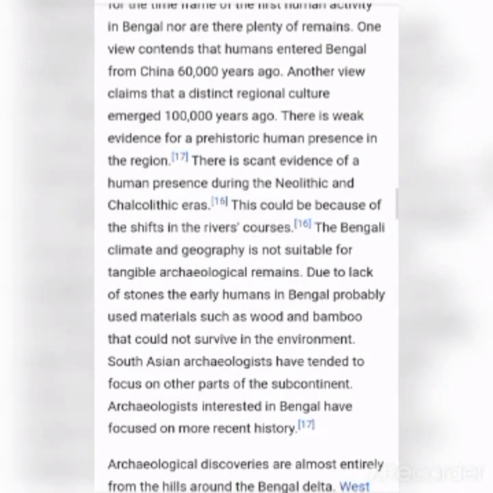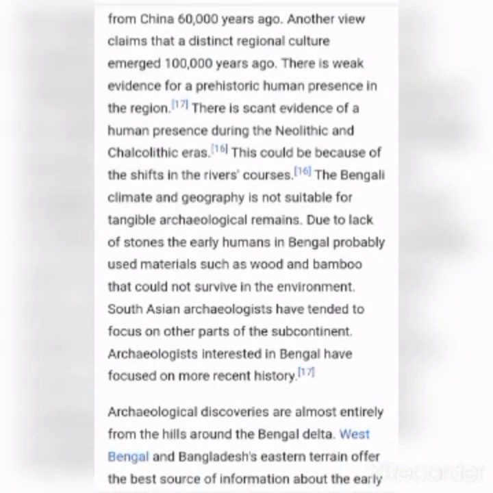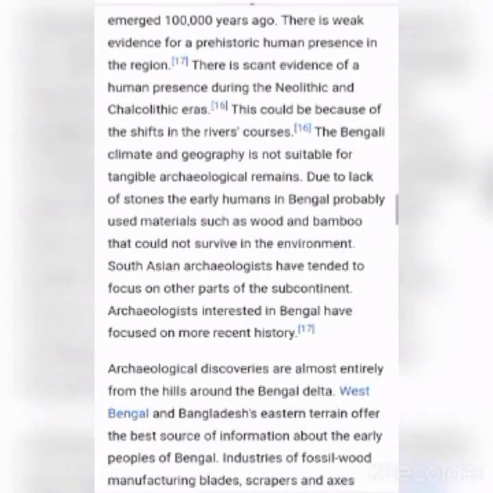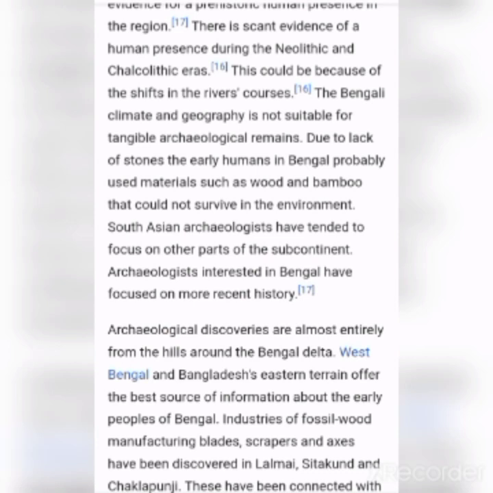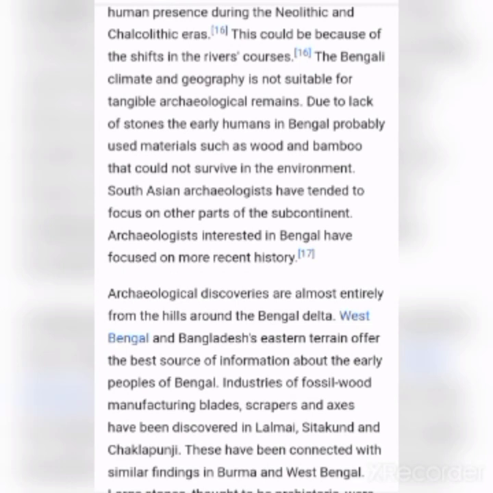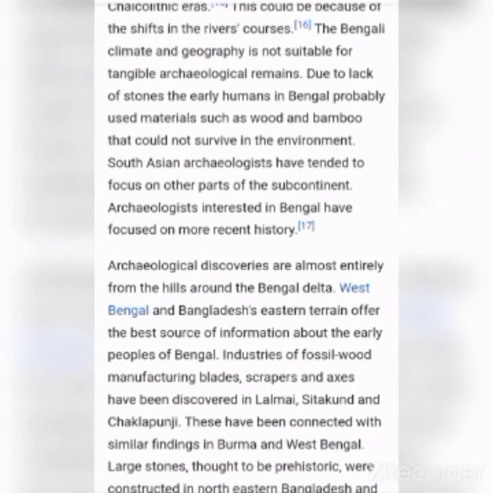The Bengali climate and geography is not suitable for tangible archaeological remains due to lack of stones. The early humans in Bengal probably used materials such as wood and bamboo that could not survive in the environment. South Asian archaeologists have tended to focus on other parts of the subcontinent. Archaeologists interested in Bengal have focused on more recent history.